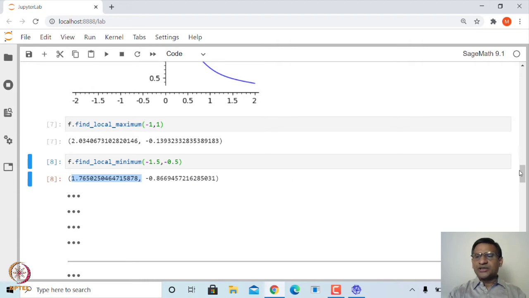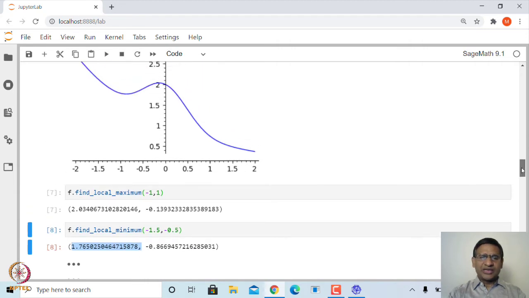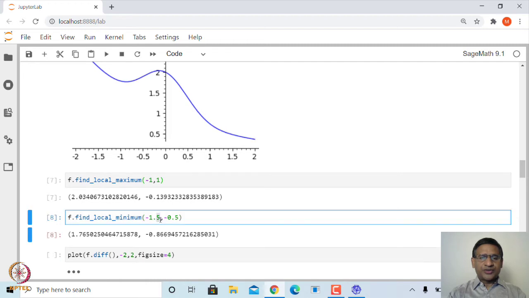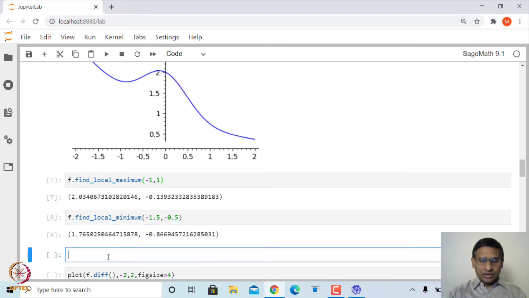So, Sage has inbuilt functions to find local maximum and local minimum. Of course, in case you mention an interval in which there is no local maximum or minimum, it will find the maximum or minimum of the function at that point. For example, let us look at find_local_minimum between, let us say, 1 and 2.